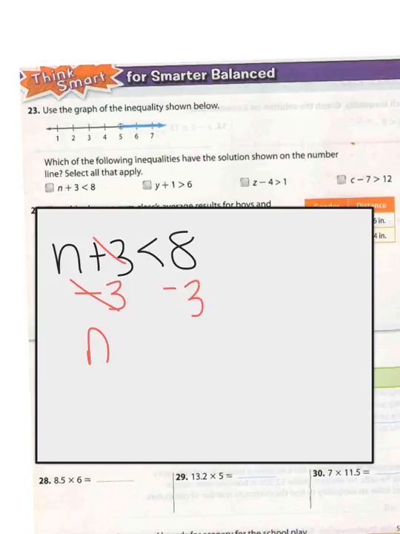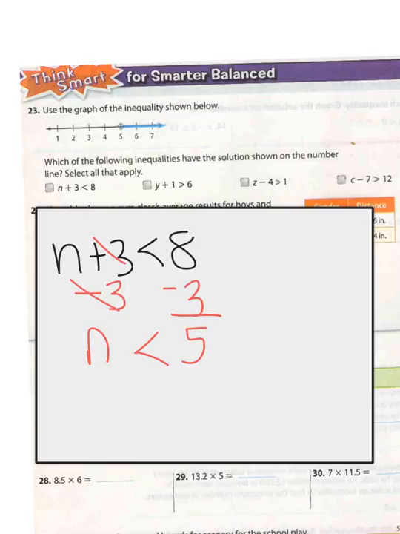Alright, so this first box, we have n plus 3 is less than 8, right? So then I need to get n by itself, so what I'm going to do is subtract 3 on this side, subtract 3 on this side. I'm left with, they cancel each other out, n is less than, what's 8 minus 3? Well, that would be 5.